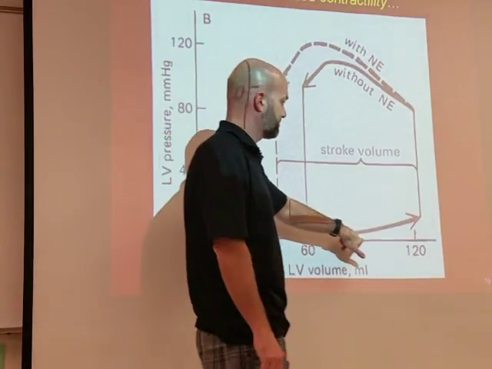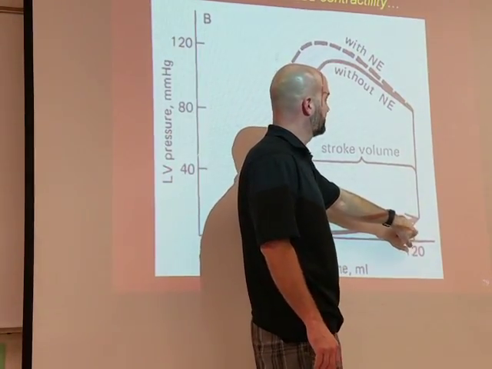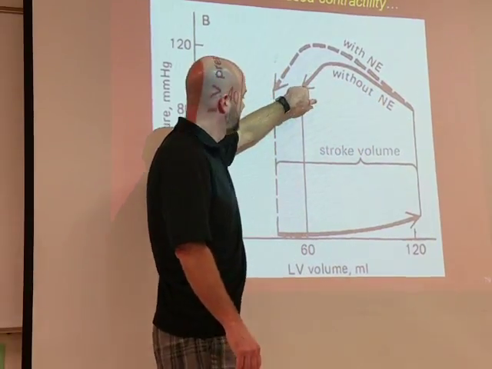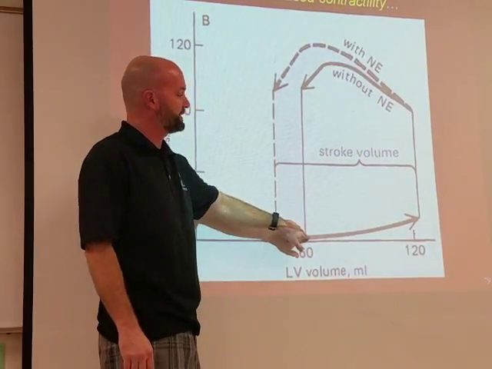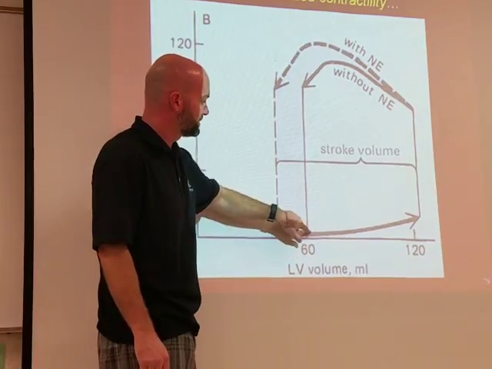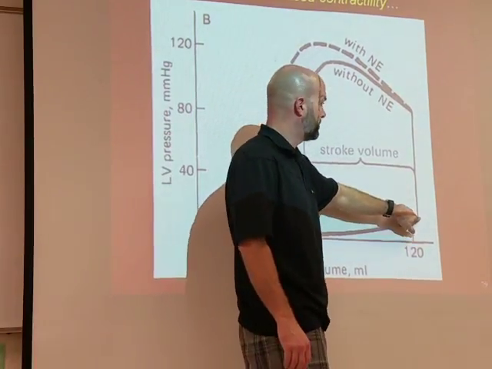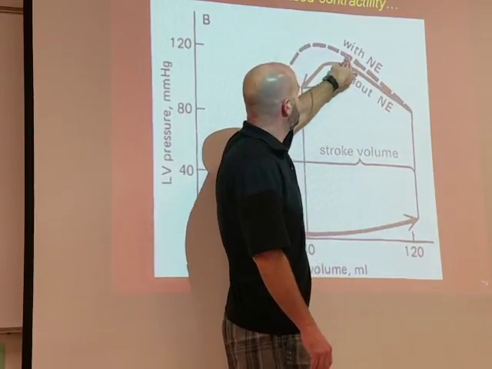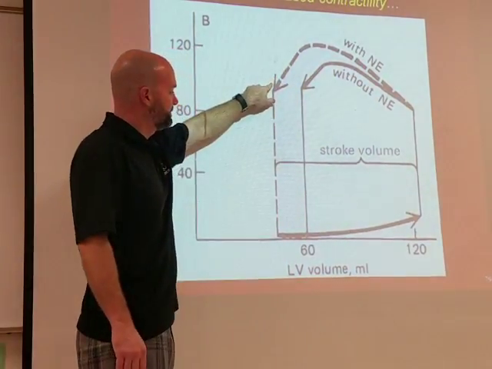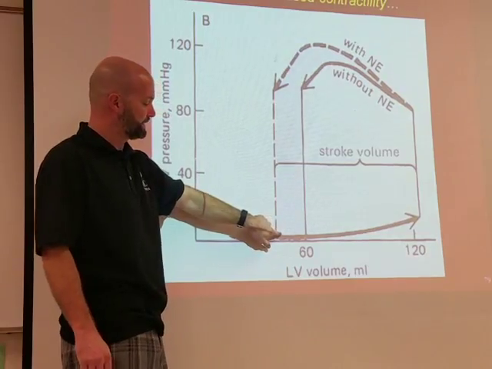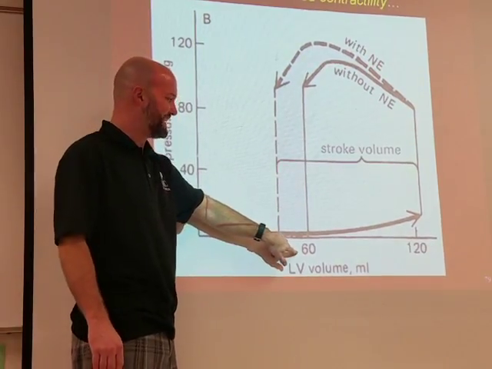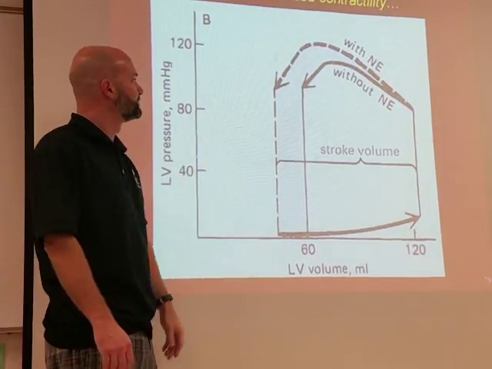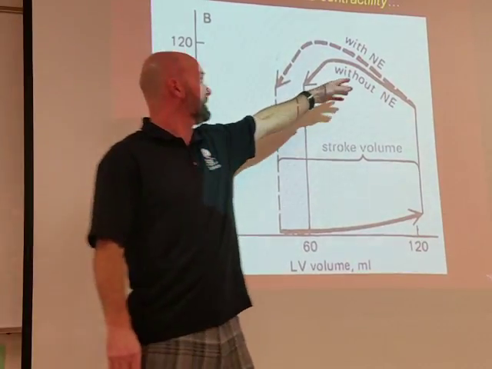60 to 120. Contraction. Open semilunar, eject. Back to an ESV of 60. Number 2, 60 to 120 again. Open the semilunar valve. Eject, but eject more blood, ending with less behind in the ventricle. So a smaller ESV. Let's say it went down from 60 to 40. And this is a big hint up here too.